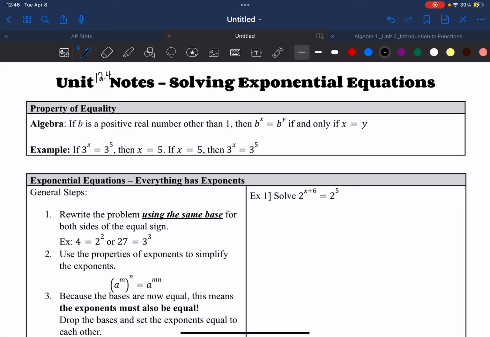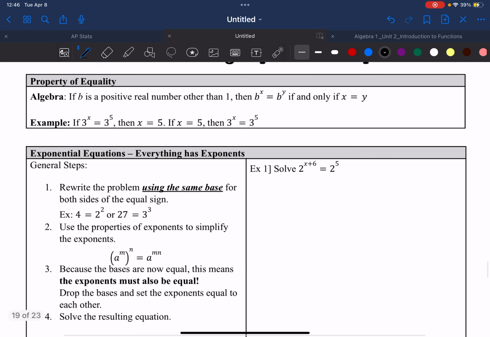So in the example, it says if 3 to the power of x is equal to 3 to the power of 5, so notice our bases are the same, they're both 3's, we can cancel them out and we are left with just x equals 5. Okay. So that is what we're going to do for the first couple examples.